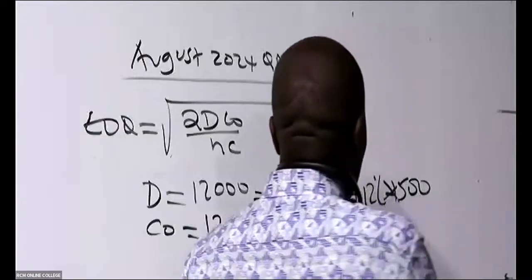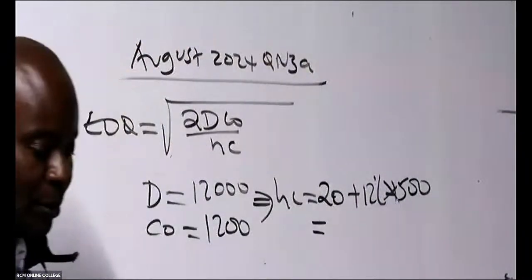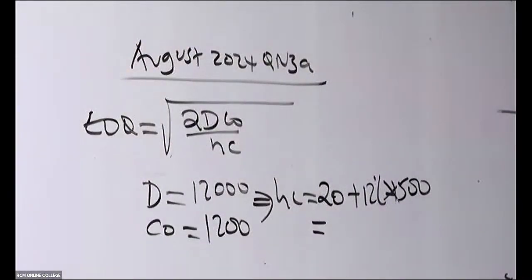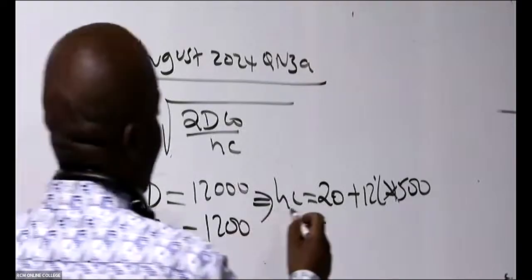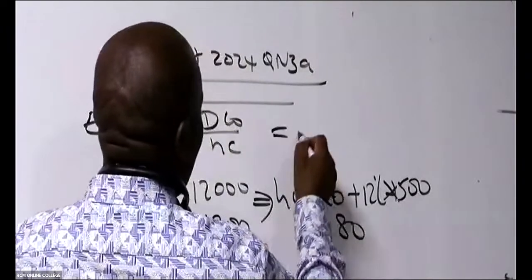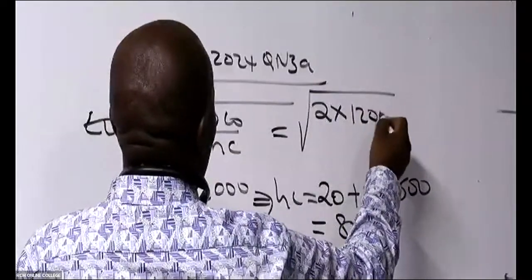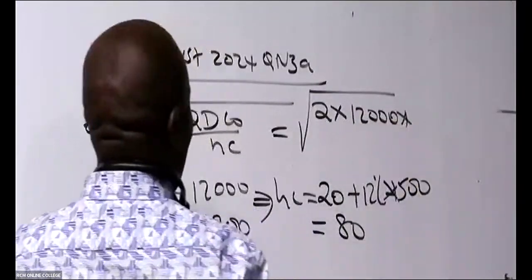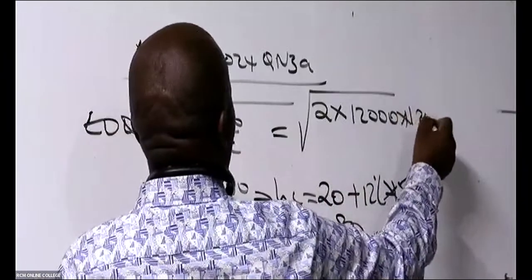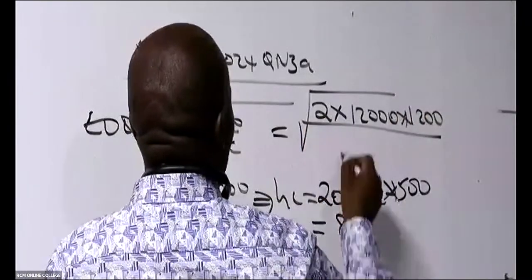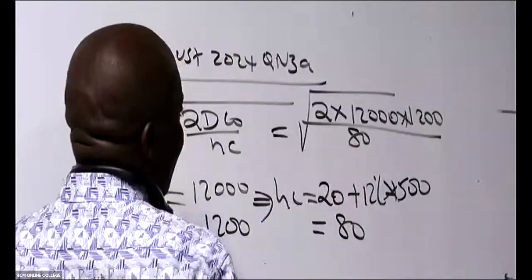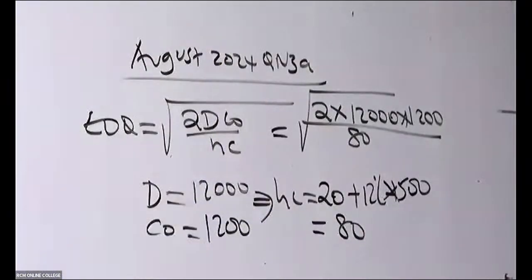So is there somebody who was able to give us this holding cost? Anybody who was able to give us this holding cost? 80, 80, 80. So then come here outrightly and tell us square root of 2 times D, 12,000, times cost per order of 1,200 divided by our holding cost, which is 80 there. So square root of that, please go ahead and give me the answer.